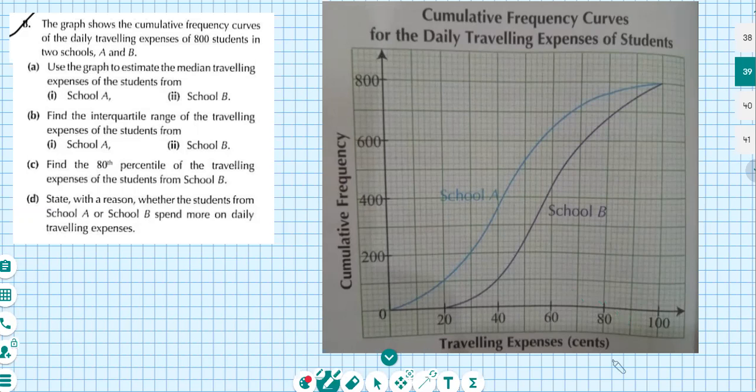Today we will solve question number 8 of exercise 4b. It says the graph shows the cumulative frequency curves of the daily traveling expenses of 800 students into schools A and B. So we have two curves of two different schools, school A and school B in the graph. Use the graph to estimate the median traveling expenses of the students from school A and B.